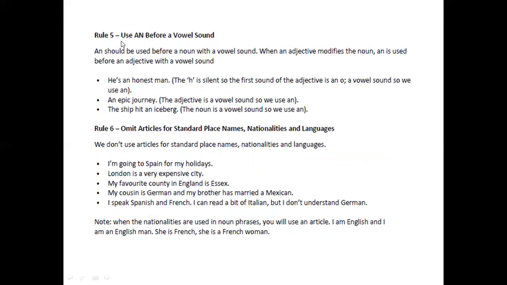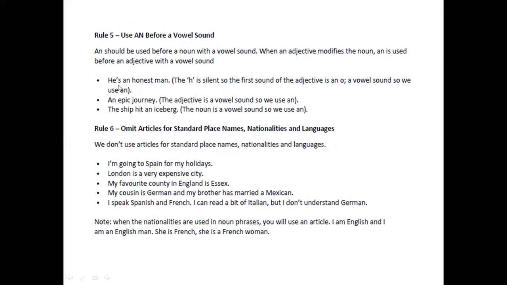Next, rule 5. Use an before a vowel sound. So usually we are using an before a vowel sound. An should be used before a noun with a vowel sound. When an adjective modifies the noun, an is used before an adjective with a vowel sound.